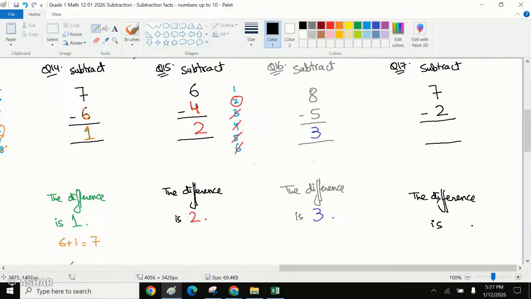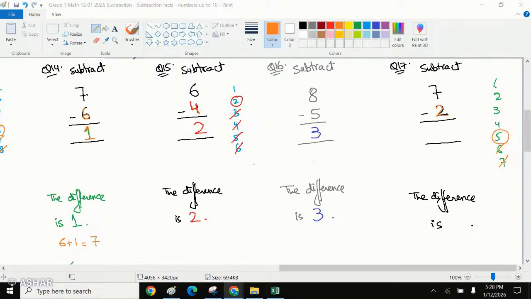What is the difference between these two numbers? Easiest way is we write down the numbers. We write 1, 2, 3, 4, 5, 6, and 7, because 7 is the largest number. And we remove two numbers because we have to subtract 2. So what is the largest number that we are left with?